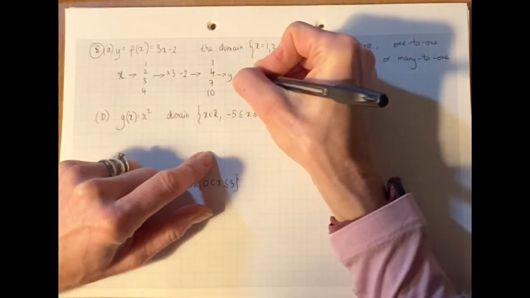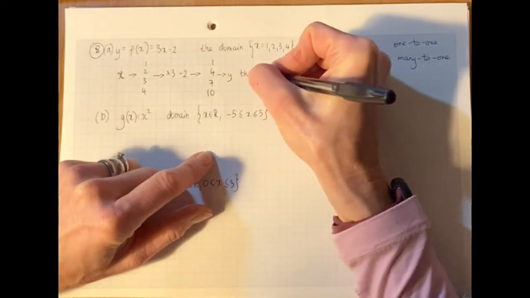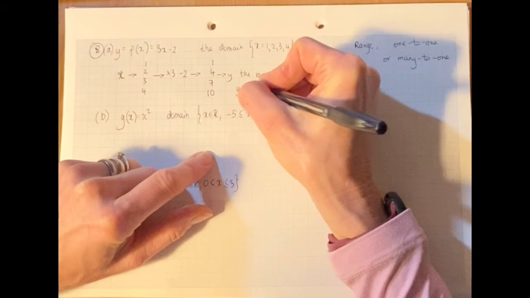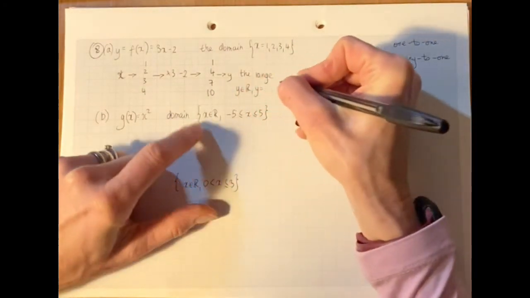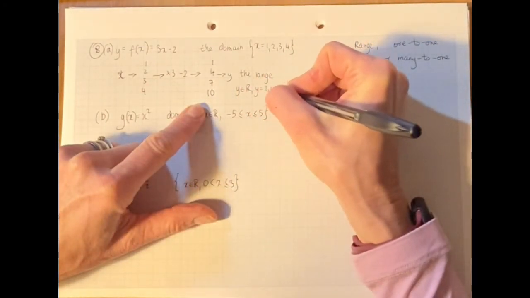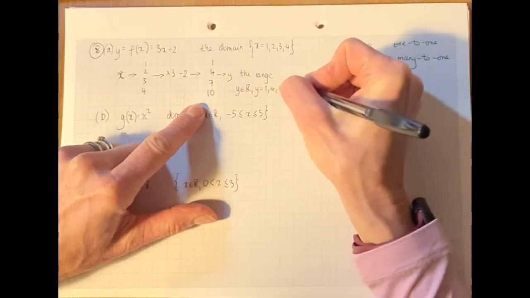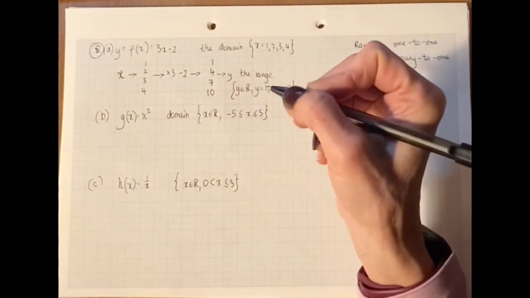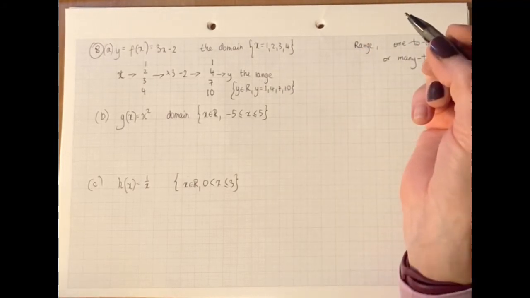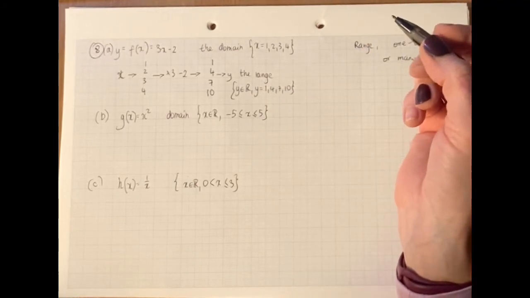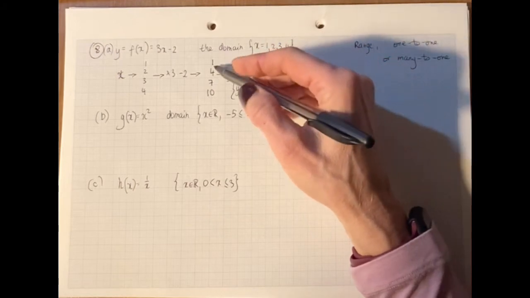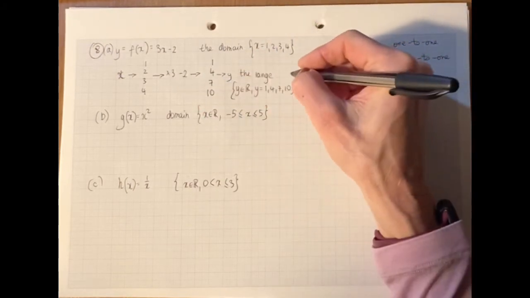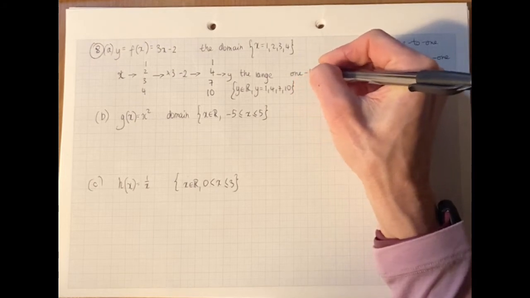So the range is going to be y belonging to real values, and y is equal to 1, 4, 7, 10. I don't need to put the y belongs to real values. There's only 4 of those numbers. Okay, so is it one-to-one or many-to-one? And you can see that each input has its own distinct output. So this is going to be 1-to-1.